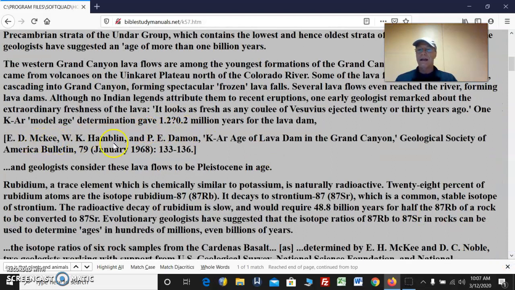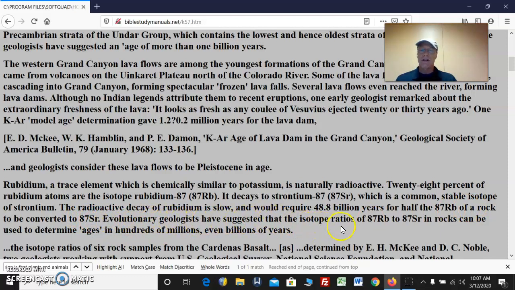So, E.D. McKee, Hamblin, and Damon, they wrote an article, Potassium-Argon Age of Lava Dam in the Grand Canyon, Geological Society of America Bulletin. They're scientists, they're geologists. And geologists consider these lava flows to be Pleistocene in age. Rubidium, a trace element which is chemically similar to potassium, is naturally radioactive. 28% of rubidium atoms are the isotope rubidium-87. It decays to strontium-87, which is a common stable isotope of strontium. The radioactive decay of rubidium is slow and would require 48.8 billion years for half the rubidium-87 of a rock to be converted to strontium-87.